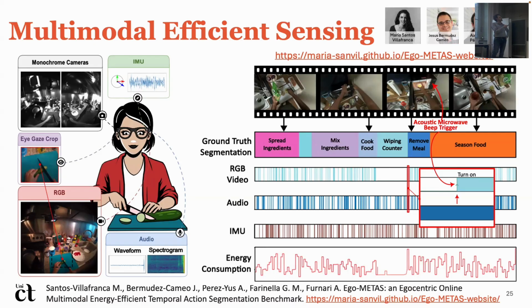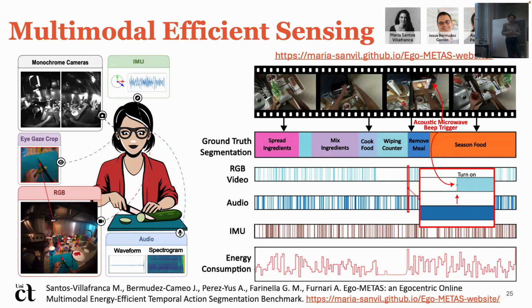Because maybe you start perceiving what the person is doing, and maybe at some point the person starts to do something repetitive, like wiping the counter, and you can turn video off entirely and monitor this kind of action only using IMU or audio. Then maybe you hear the beep from the microwave, and so you know that you need to turn the video on to understand what's happening. So that's the idea. Can we create this kind of system?